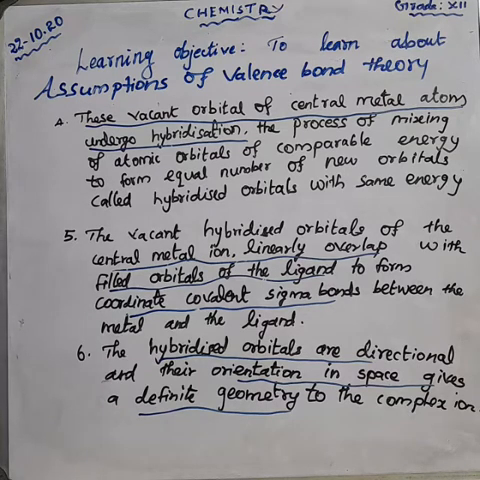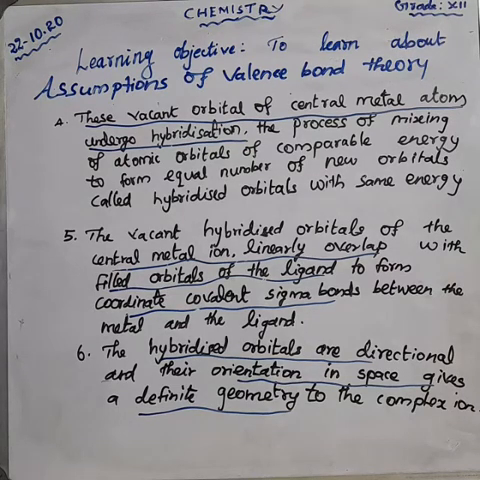Suppose the hybridization is sp2, trigonal planar. Suppose the hybridization is sp3, tetrahedral. Like that, it should be learned as per the coordination number. The coordination number we are going to change.